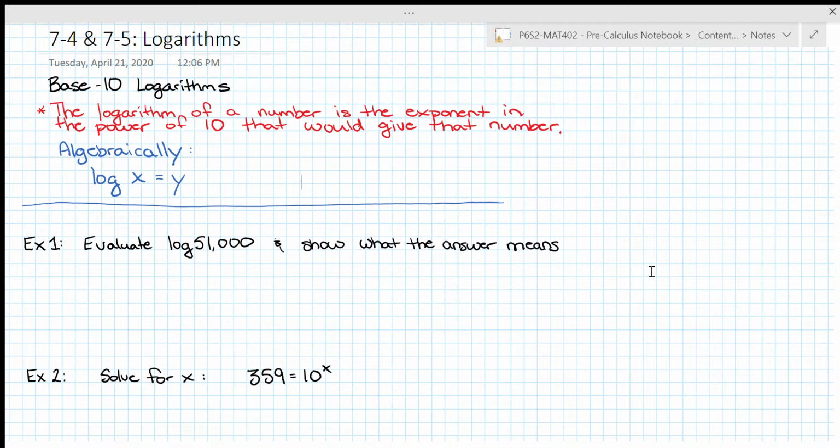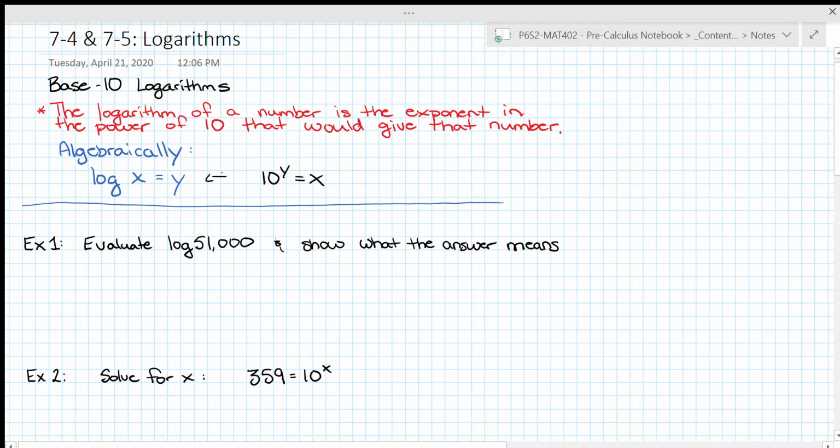So first off, what is a logarithm? One of the most common ones that we use is the base 10 logarithm. The base 10 logarithm of a number is the exponent in the power of 10 that would give you that number as an answer. So right away we see a logarithm really is an exponent. If I write this, the logarithm of some number x is a different number y, and that number is the exponent in the power of 10 that would give me the original number x as my answer.